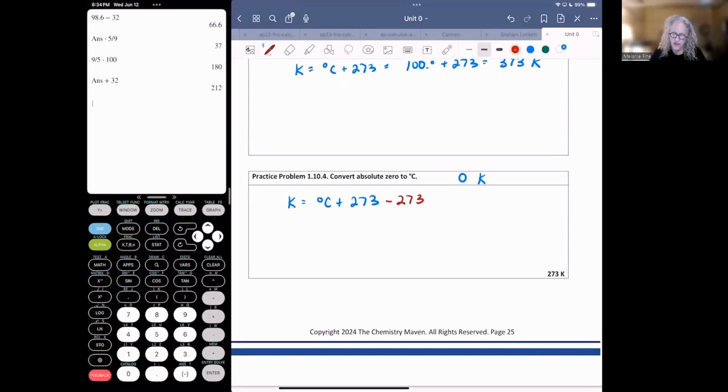And what I do to one side, I do to the other. So I'm just going to minus 273. So my equation becomes degrees Celsius equals Kelvin minus 273, which in this case, we're talking about 0 Kelvin minus 273. So it would be negative 273. And we do include a degrees Celsius. I see I have a mistake here. Let's fix that. We do include a degree sign for Celsius.